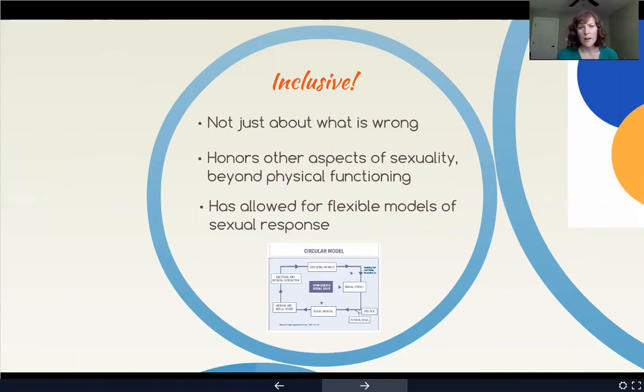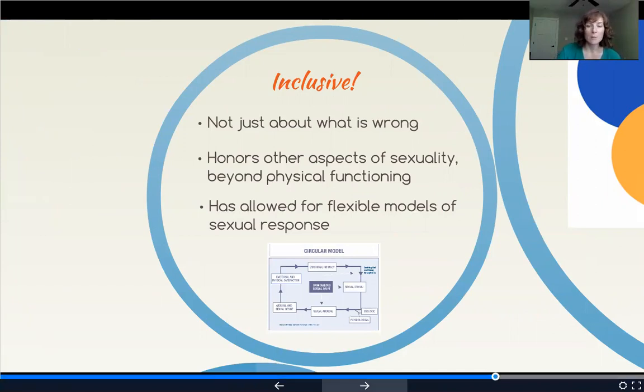It also allows for a more flexible model of sexual responses. So remember back to the sexual response that we looked at for men and women. We have the excitement, the plateau, the orgasm, and the resolution phases. Well, that's a very linear look, and it's very performance outcome focused, right? Orgasm, and that's it. And how do I get there? And that's not a bad thing. That's a good experience for a lot of people to have.